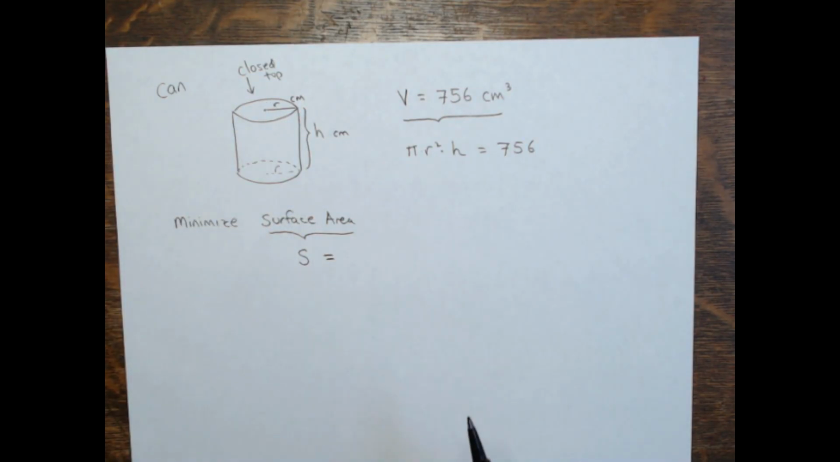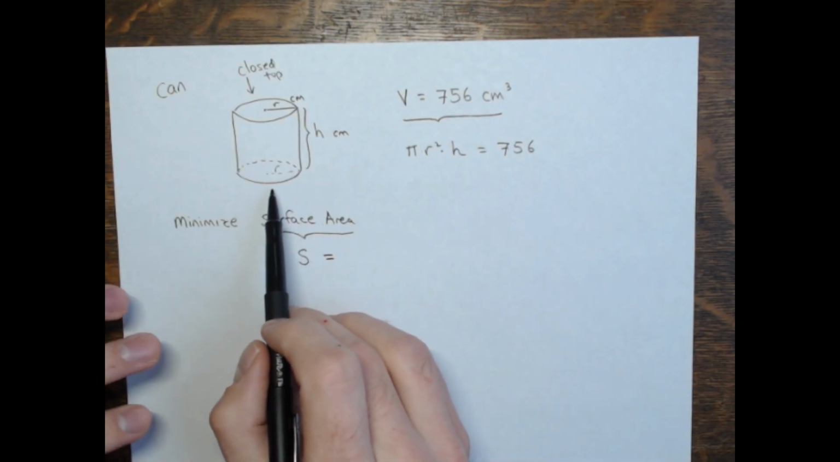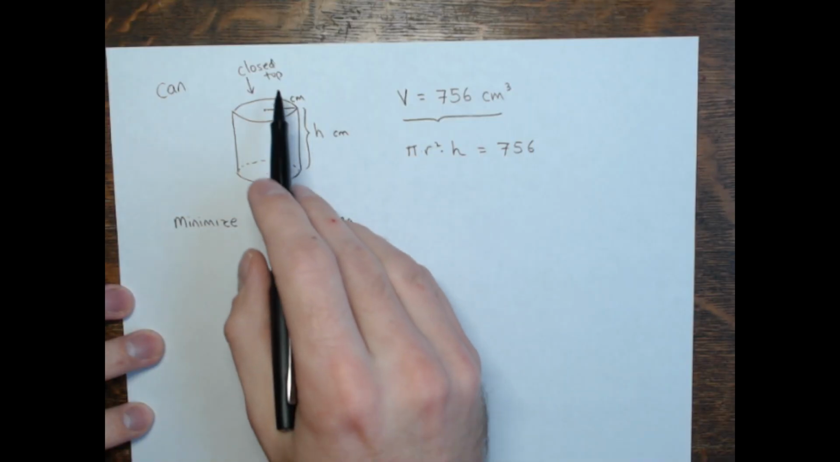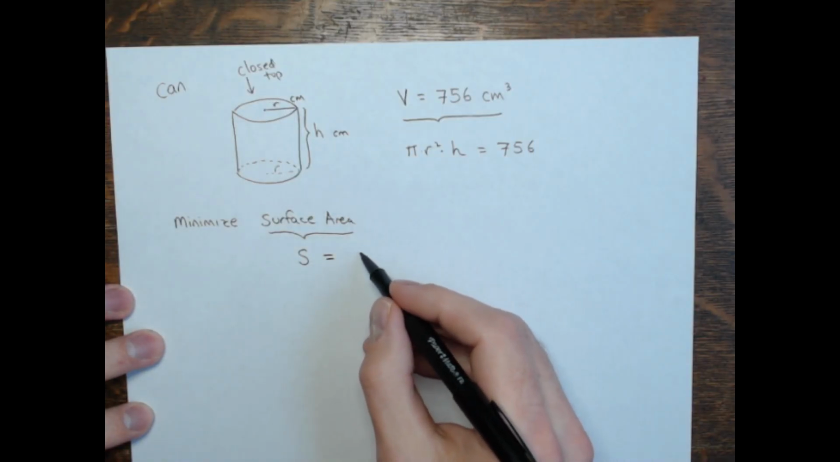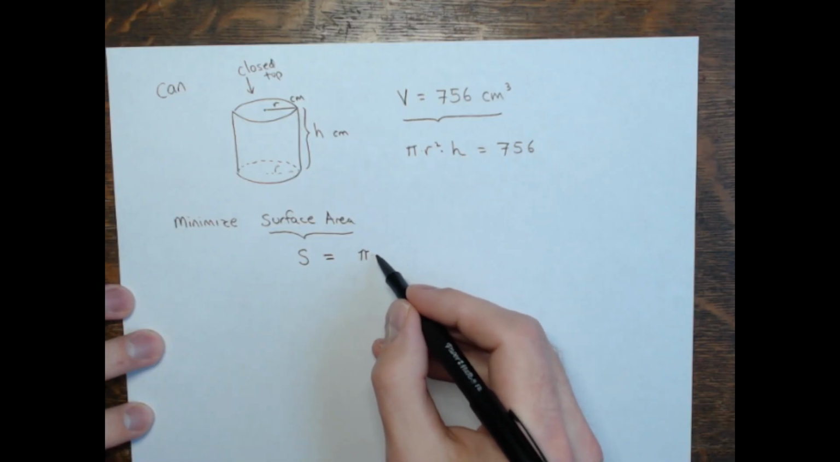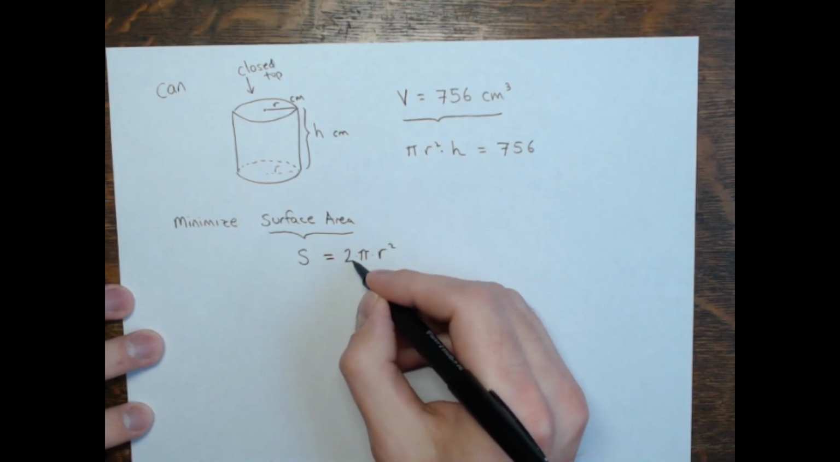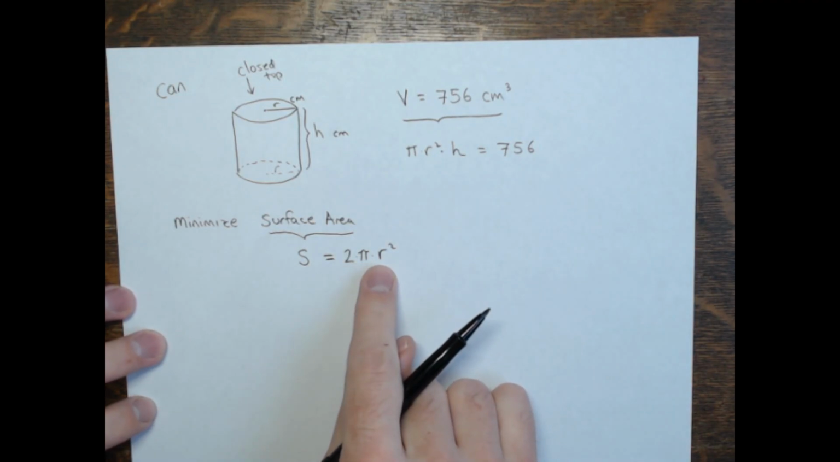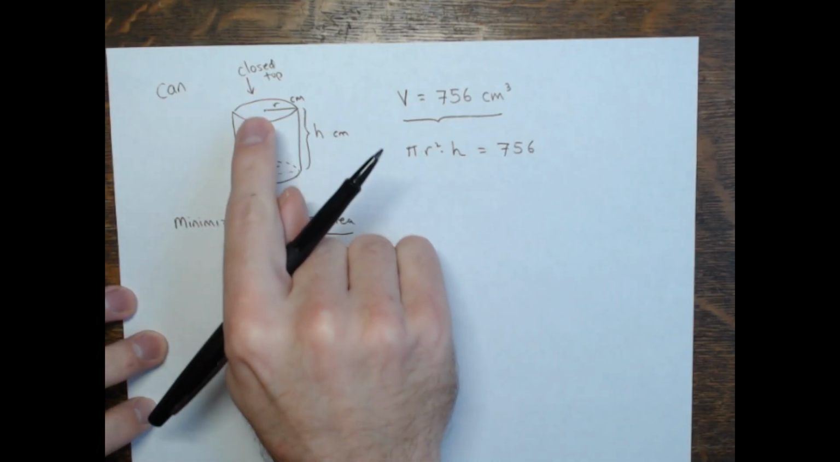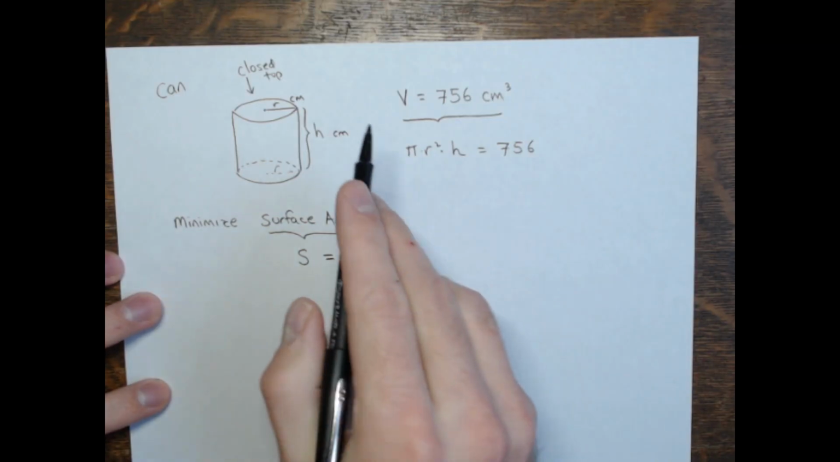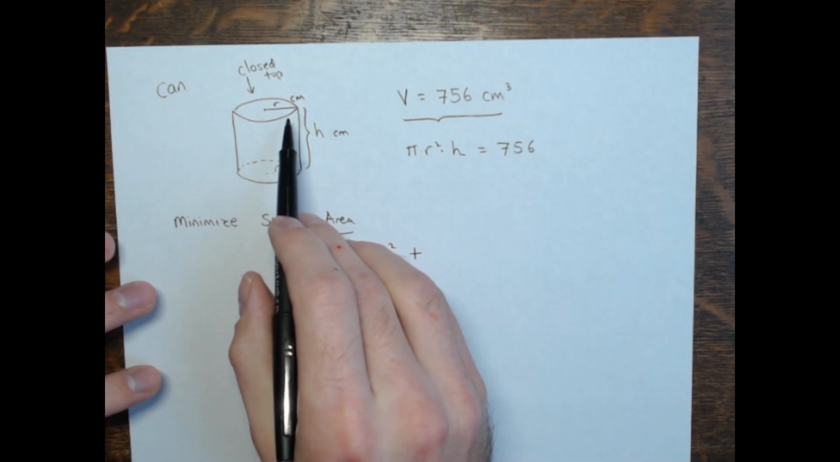Now there's a bottom and there's a top. So the circle on the bottom and the circle on the top. So remember, one circle has an area of pi r squared, but then there are two of those. Right? There's 2 pi r squared. That'd be the area of the bottom plus the area of the top. And then add to that what's referred to as the lateral surface area.